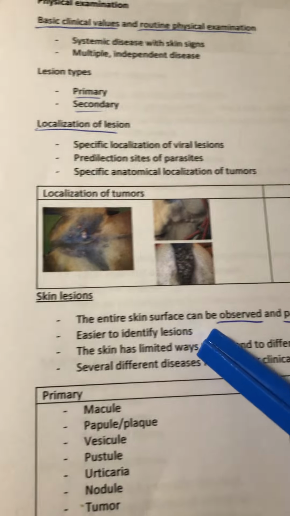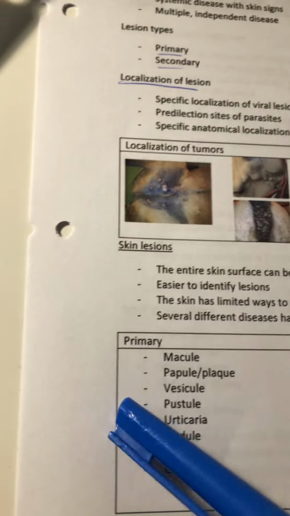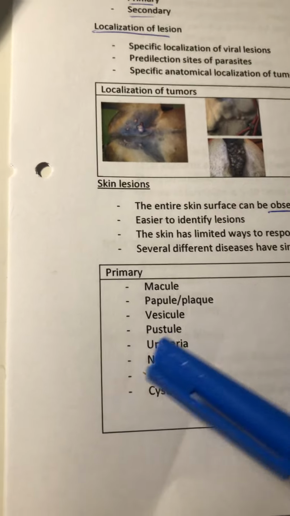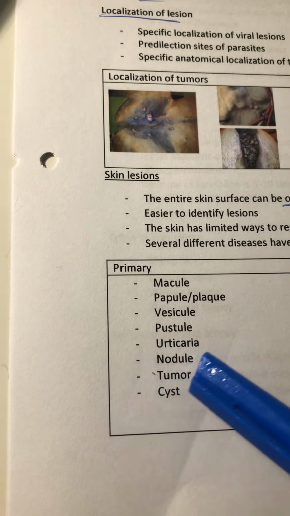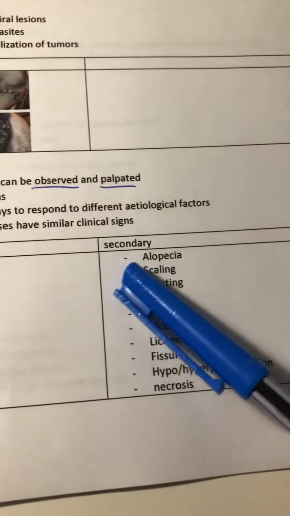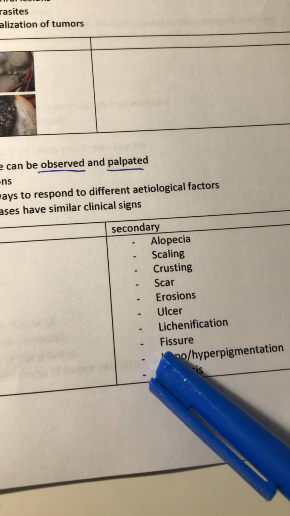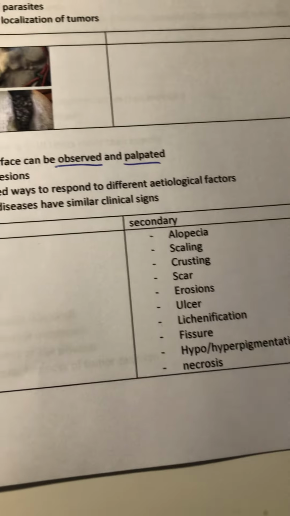The skin lesions. The entire surface of the skin can be observed and palpated. So the primary lesions are the macules, the plaques or the papules, the vesicles, the pustules, the urticaria, the nodules, the tumour, and the cyst. The secondary lesions are alopecia, scaling, crust, scar, erosions, ulcer, lichenification, fissure, hypo or hyperpigmentation, and necrosis.